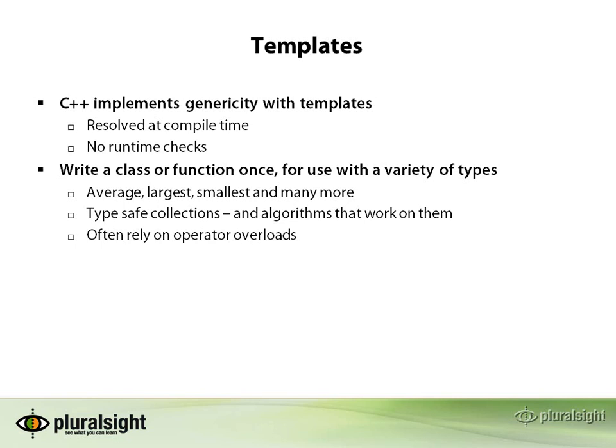But these are type-safe collections, meaning that if I have a linked list of employees, I can't add a bank account to that list. Type safety is a huge part of C++. This is how you achieve a type-safe, high-performing collection and algorithms that work across those collections, sorting them, searching them, that kind of thing.